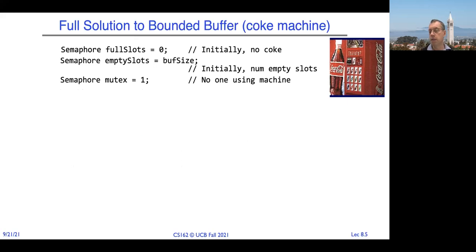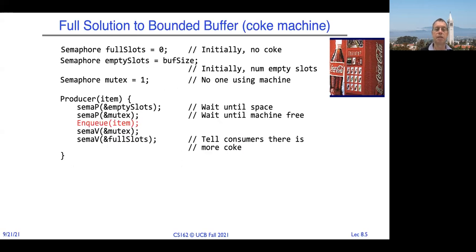Okay, so let's start. Full slots is basically 0 because initially there is nothing in the queue. Empty slots is the buffer size. So remember, if you add full slots with empty slots, you get the size of the buffer. And mutex is 1, right? That means no one is in the critical section.